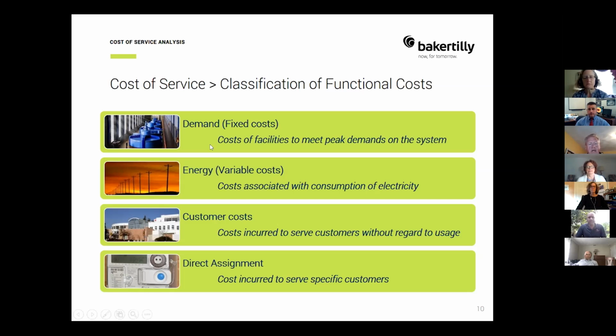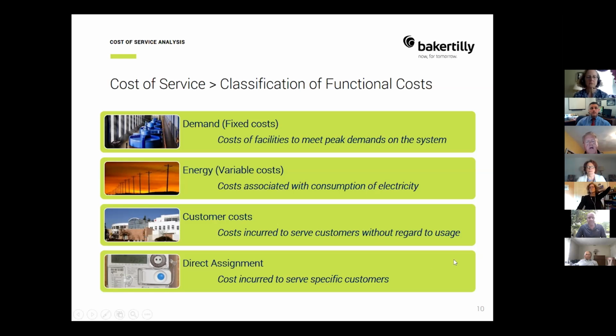The second cost category is your energy costs category, which is the kilowatt hours. So that's the costs associated with the consumption of energy. Then you have your customer costs, which are costs incurred to serve customers without regard to usage. So this is costs like your billing and collecting, your accounting and finance, your CARES program, things of that nature, which don't vary according to usage, but need to be recovered from all the customers.